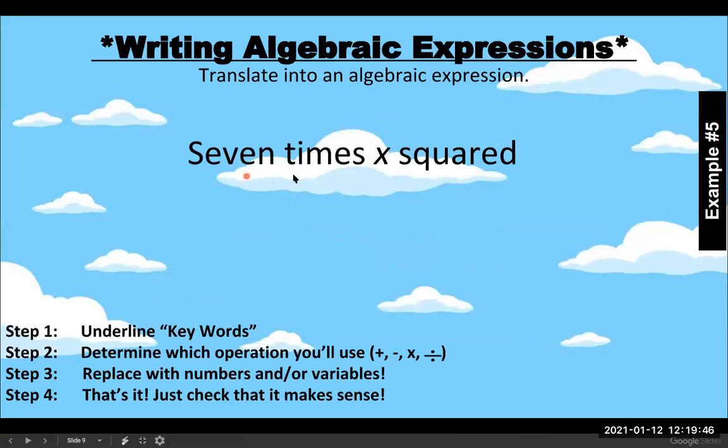So 7 times x squared. Okay, so let's identify the word that is the operation. The word that is the operation is times. Times means the little dot, 7 means 7, and x squared. Okay, x squared. So when I say square, that means to the 2nd power. When I say cube, that means to the 3rd power.